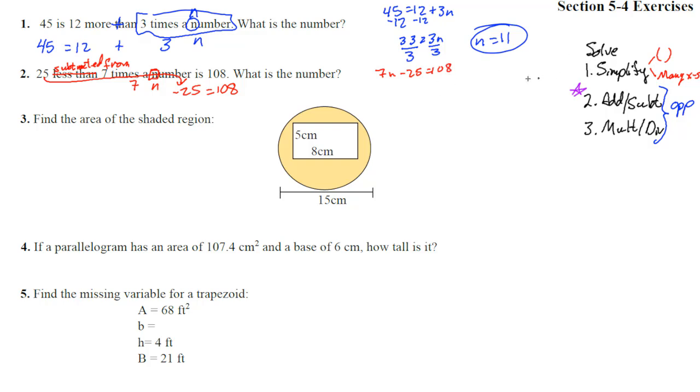Let's simplify it. No parentheses, not many n's. Get rid of the subtraction by adding 25. Add 25: 7n equals 133. I think those two added together. So divide by 7. Divide by 7.